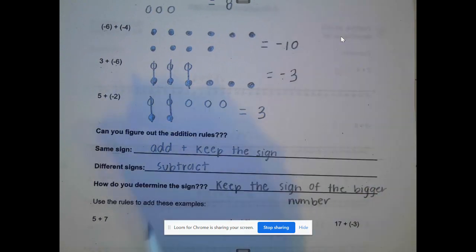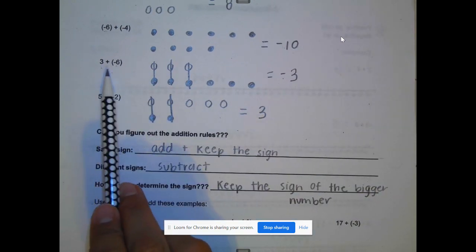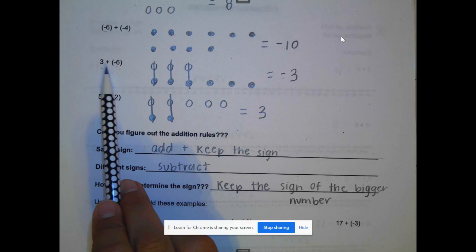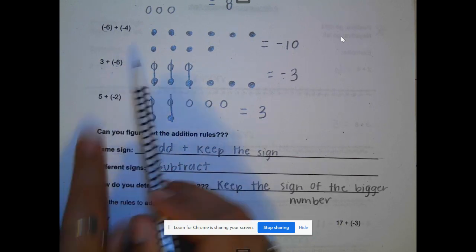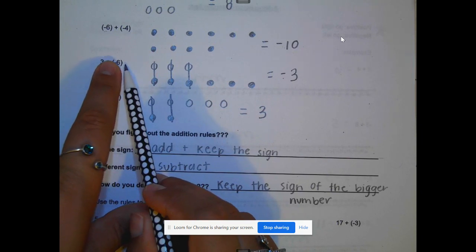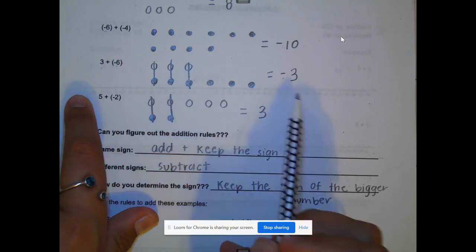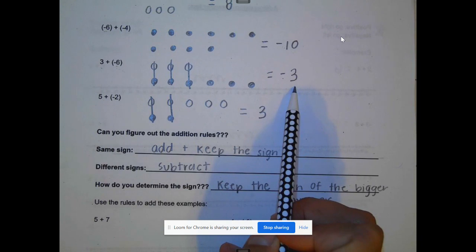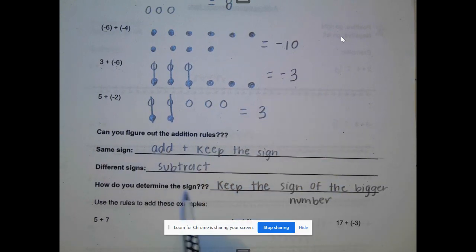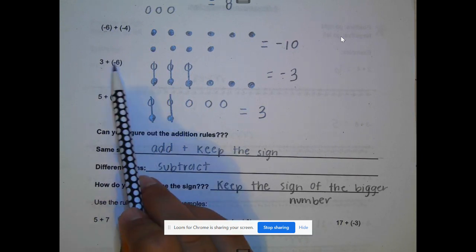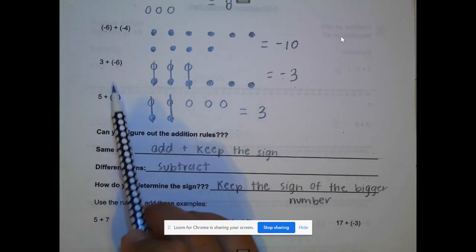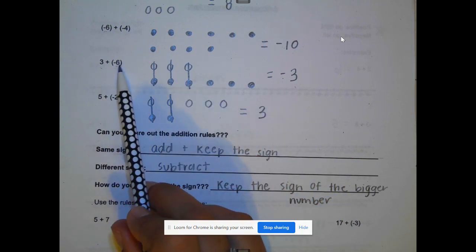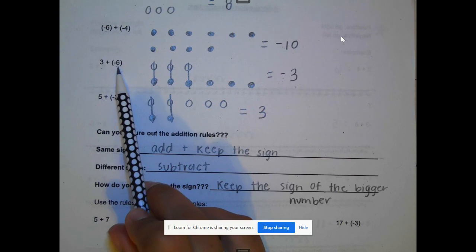So looking up here again, these were different signs, right? So different signs we subtract. 6 minus 3. You take the bigger number, so ignore the negative sign and just do 6 minus 3 gives us 3. But then how do we determine the sign? You keep the sign of the bigger number. So 6 minus 3 is 3. And it's negative because negative 6 is bigger. So we keep the sign of the bigger number.